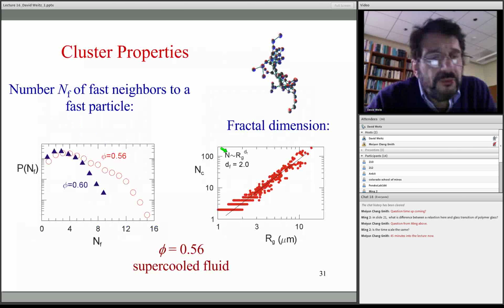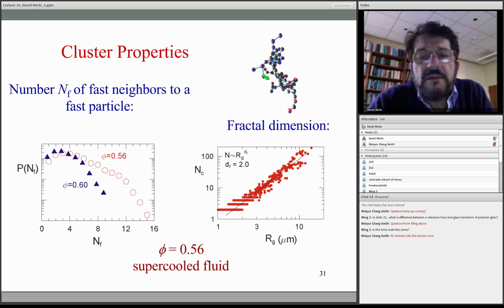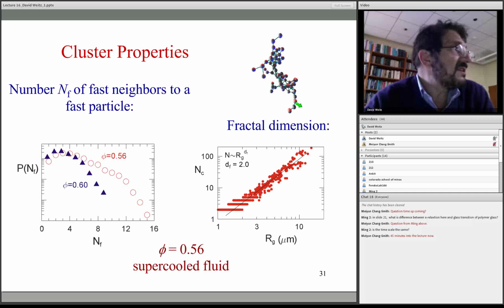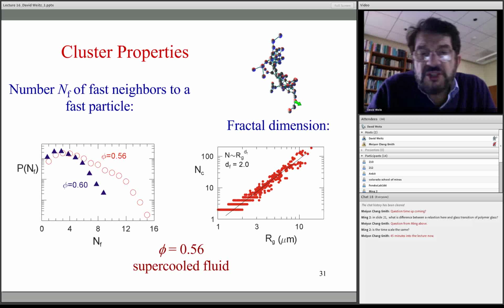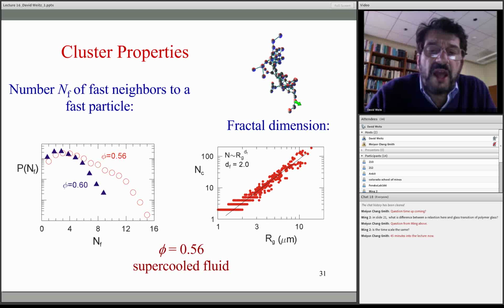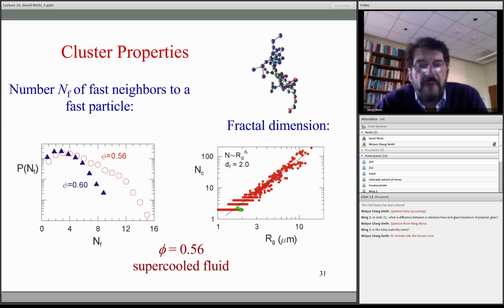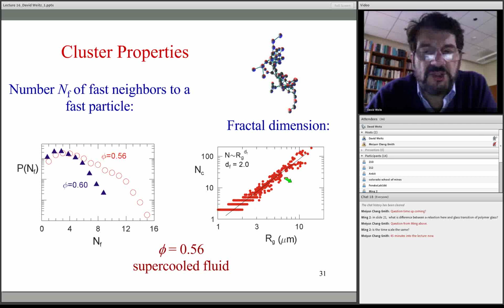So you can look at the properties of these connected regions. The connected regions themselves form these clusters. That's shown here. So these are the dynamically collective regions. These are the particles that are undergoing some relaxation at any given time. And you can see that they're what's called structurally heterogeneous. That is, you see this region that's undergoing relaxation, whereas nothing else is, and you can plot the size of the region by the number of particles contributing as a function of the radius of gyration. And sure enough, you see a fractal-like behavior, and the fractal dimension is about 2. That means they're very tenuous, but not that tenuous.